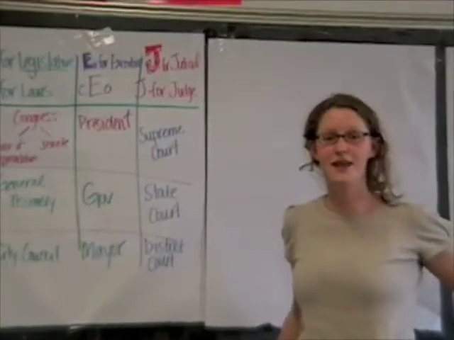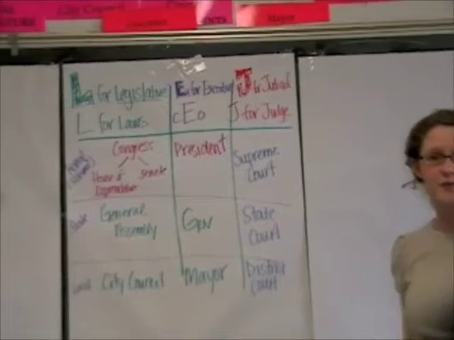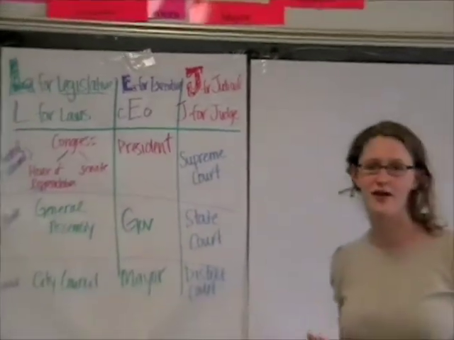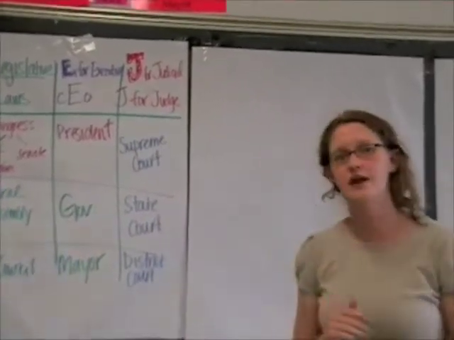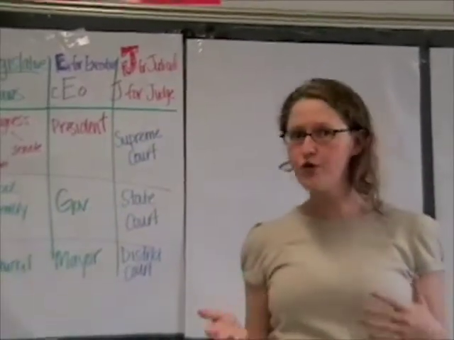So now we're going to go over the last branch, which is the judicial branch, okay? And the way to remember that, J for judicial, J for judge, okay? So judges, they're in courts, they're making decisions, right? That's basically what the judicial branch does. They interpret and review the laws.